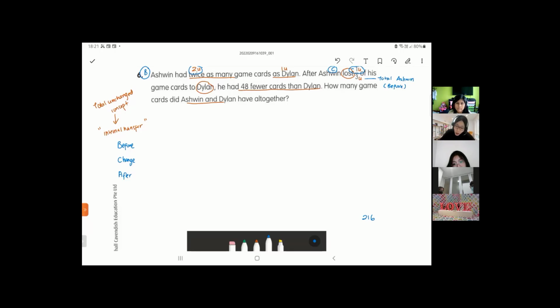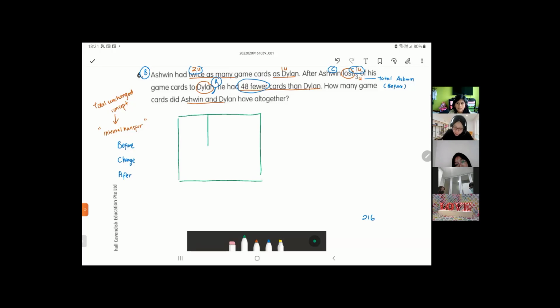Then the comma tells us that, okay, this is loss already done, given to Dylan. Then we pause. This is my after. Okay, what happened when we compare Ashwin and Dylan? He has 48 fewer cards than Dylan. All right, so we take note of this one. Now we are going to draw the total unchanged table.